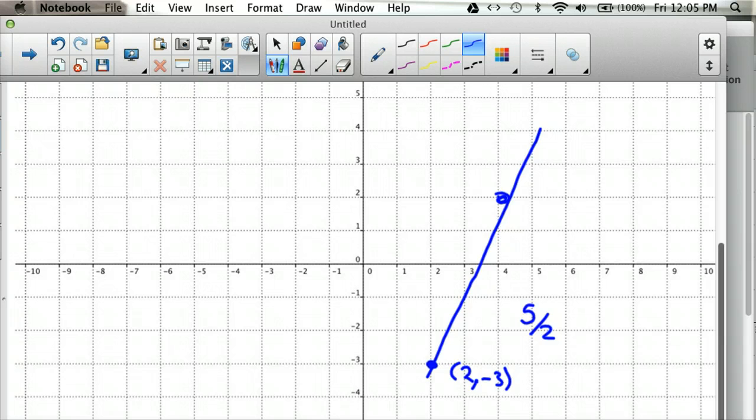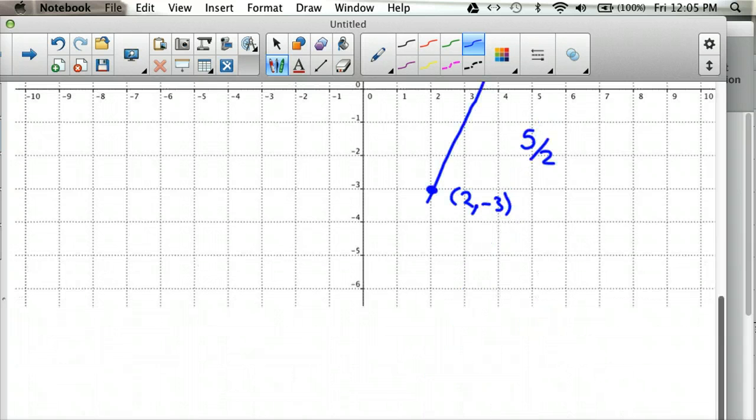And so you could keep going, extend that on down, down 5, 1, 2, 3, 4, 5, and over 2. And it looks like we're going to be at around -8 for the y-intercept. So you could actually probably have the equation really fast with that. It looks like it's going to be y equals 5 halves x minus 8, because this is your slope, this is your y-intercept.